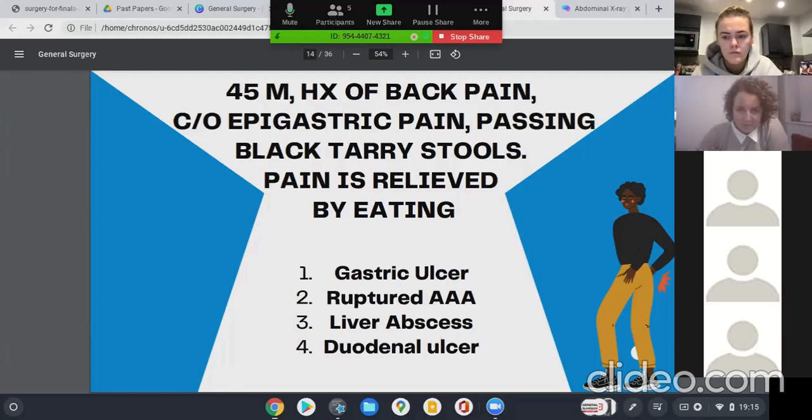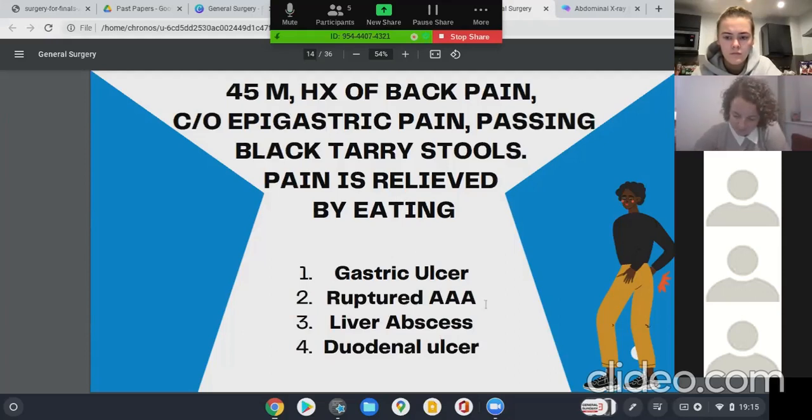So going through each of the answers, gastric ulcer, in a classic presentation or classic case in medical school exams, gastric ulcers are identified as the patient tends to have pain after eating, unlike being relieved by eating. So it's unlikely to be that.